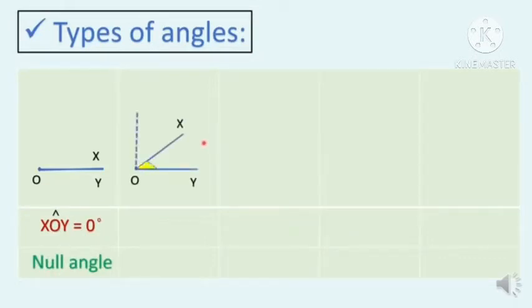The second one, XOY, is an angle between 0 and 90 degree. XOY is greater than 0 degree, but it's less than 90 degree. So it's called an acute angle. Acute angle is between 0 and 90 degree.